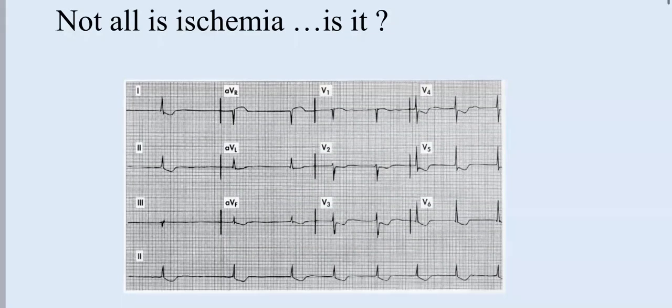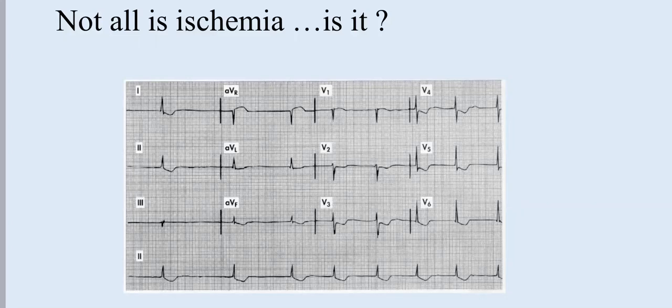Now, not all that glitters is gold, meaning you can see ST segment depression, deviation, manifestations of ischemia, but they are not ischemia. So we have to be cautious. Look at this ECG. We have a significant ST segment depression. What do you think about that? Is it ischemia? I think it's down sloping, so yes, it is.